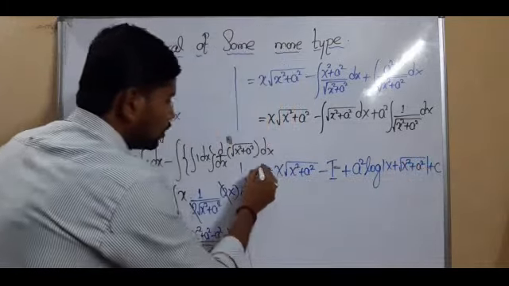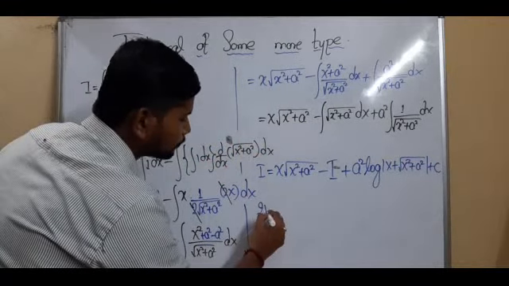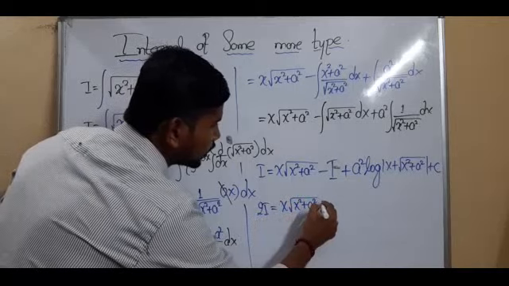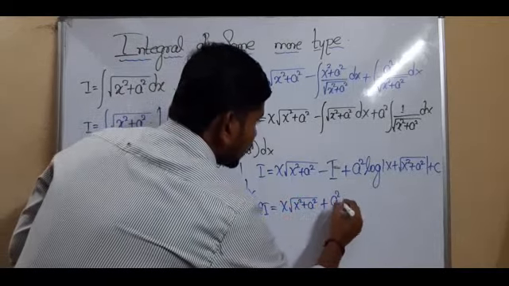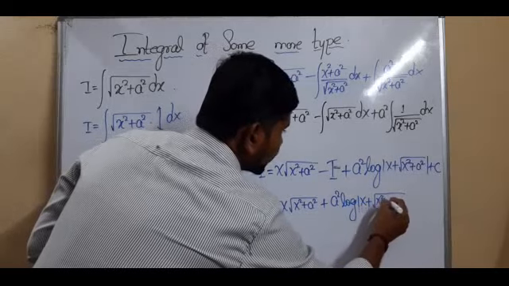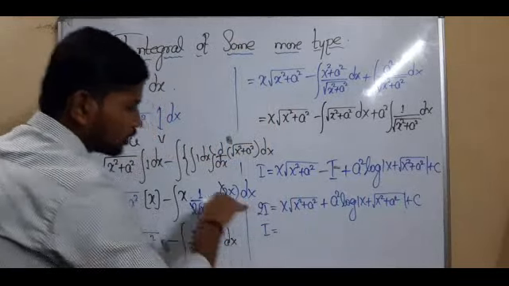Now on the left side, I minus I on the left hand side, I plus I will be 2I, equal to x square root of x square plus a square plus a square log of modulus of x plus square root of x square plus a square plus c. Now I'd like to take 2 on the right hand side.